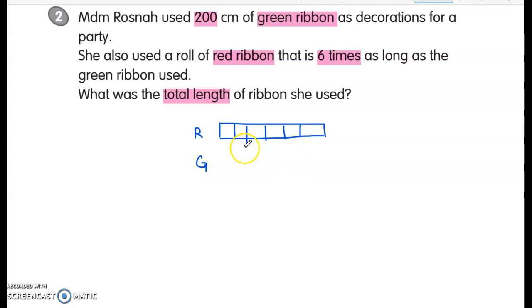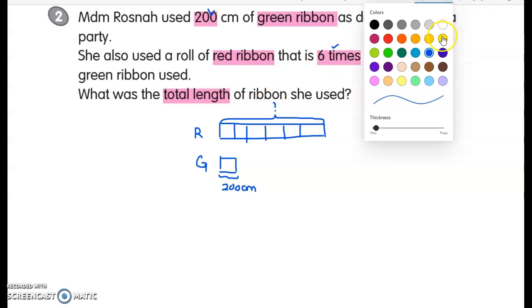Okay, next, what do we draw for the green ribbon? If you say 1 box, you are absolutely correct. Okay, so now let's fill in what we know. What are the information we can draw out? Okay, so we draw 6 times already. So what other information can we put in? Right, the 200 cm, right? Which is not in here. So we're going to put in 200 cm for the green. So step number 1, we need to find the length of the red ribbon.